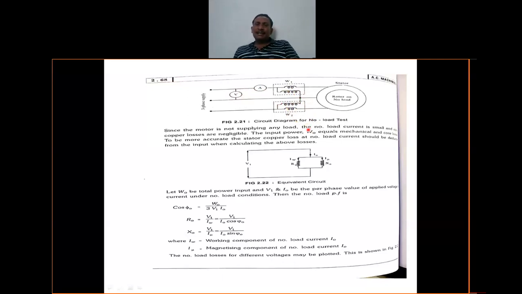Because it is under no load condition, the rotor current is small. So the copper loss, which is I square R, is small. So we can neglect the rotor copper loss.